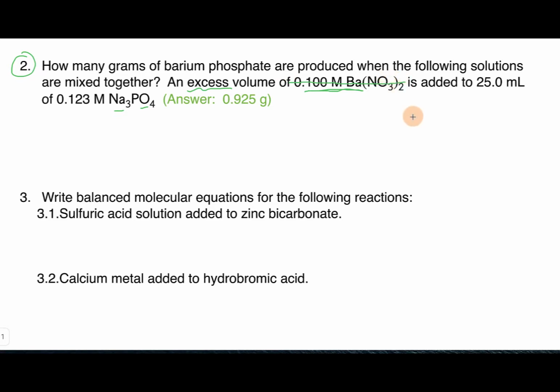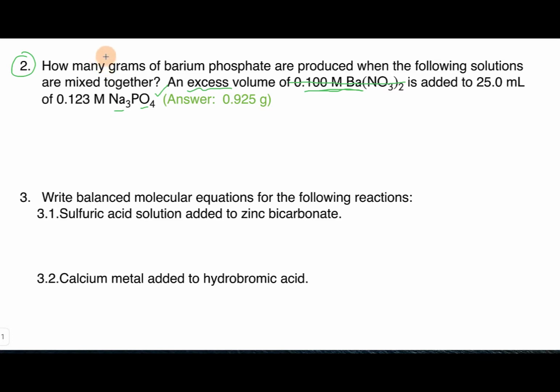If you remember back from Gen Chem 2, you learned about limiting reactant and excess reactants, and there are always those two things in a solution, if you will. And if it's telling you that the barium nitrate is in excess, then that means that the sodium phosphate is the limiting reactant. Just remember that when we talk about a limiting reactant, that's what's going to control what is produced in a particular reaction.